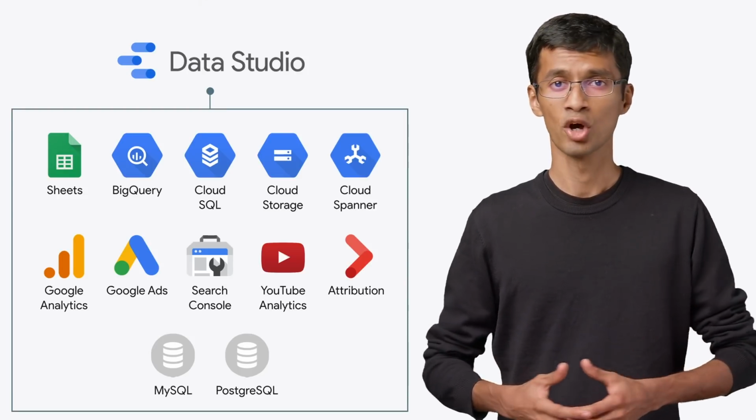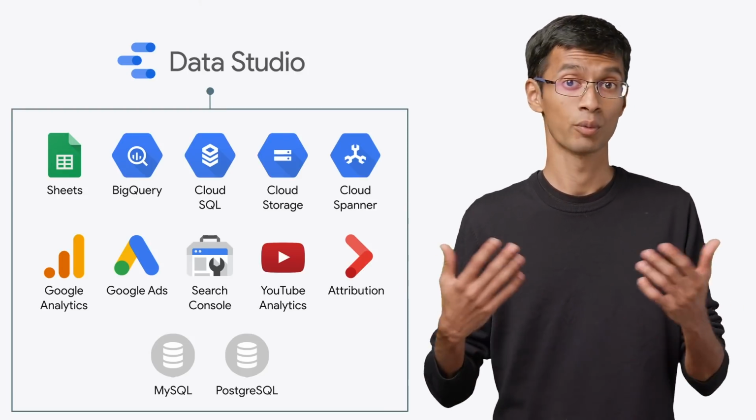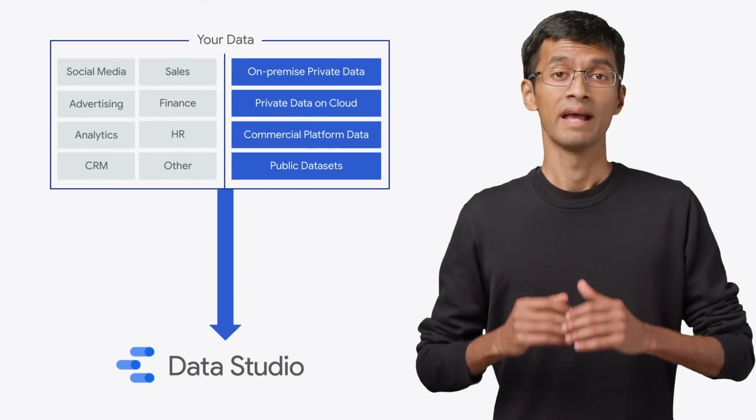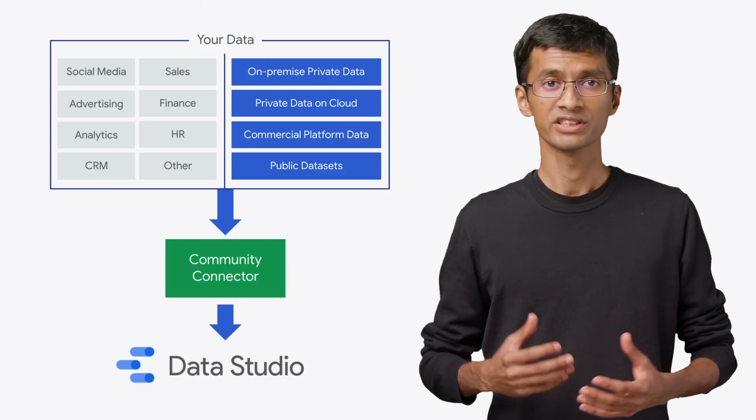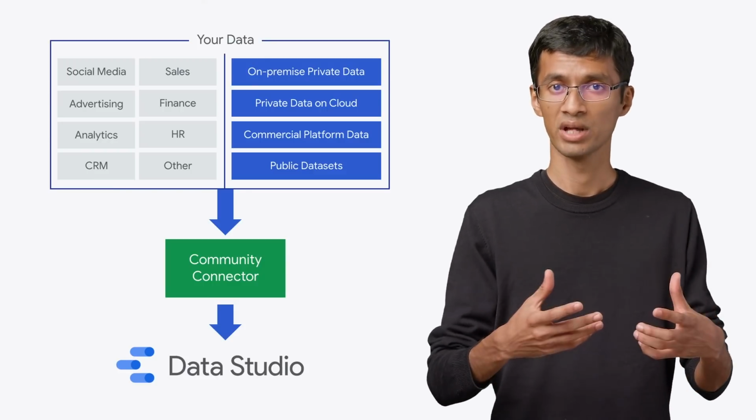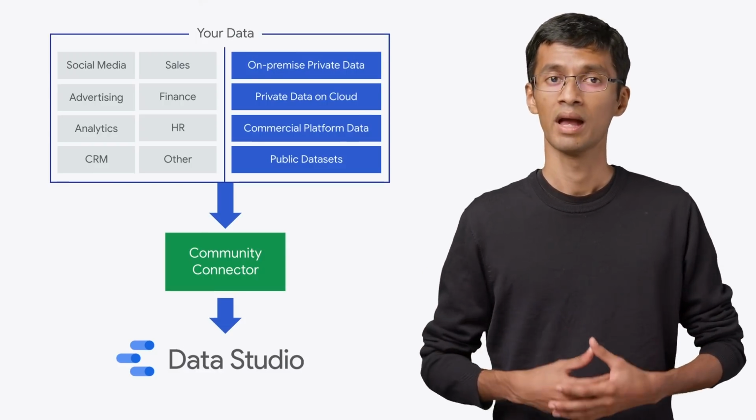But what if your data is not in any of these sources and is somewhere else? Well, in that case, you can use community connectors. Community connectors are custom connectors that you can create using AppScript. AppScript is Google's scripting language.